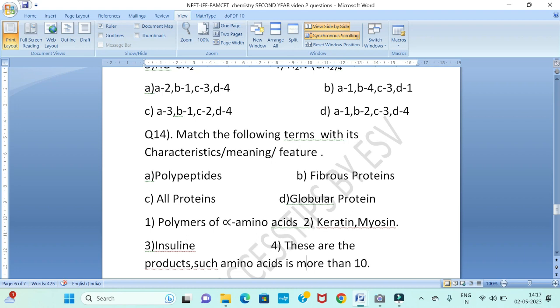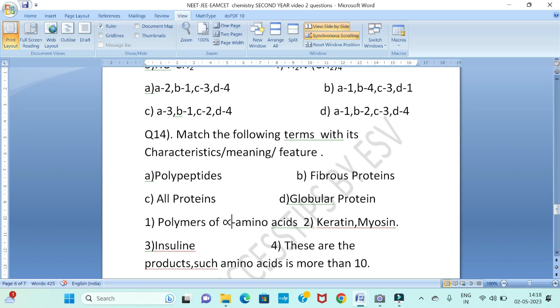Next, all proteins: polymers of alpha amino acids. Alpha. In alpha, all is there. So all proteins are polymers of alpha amino acids. Alpha, all is there. So all proteins is the answer.